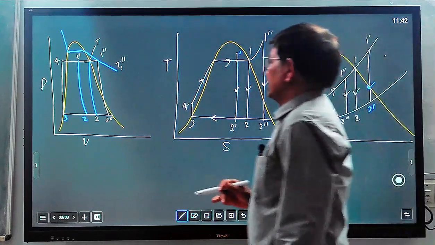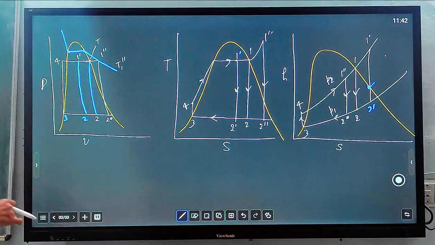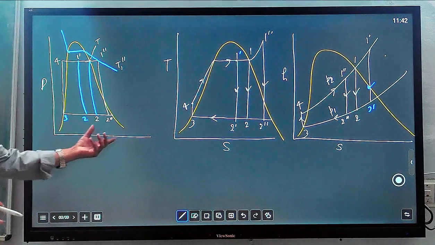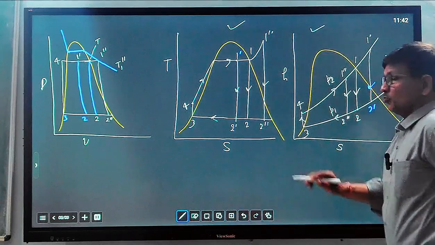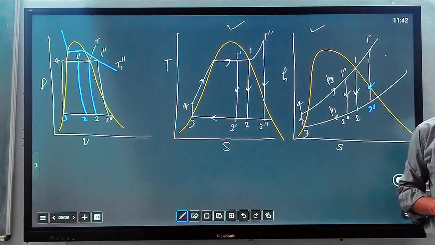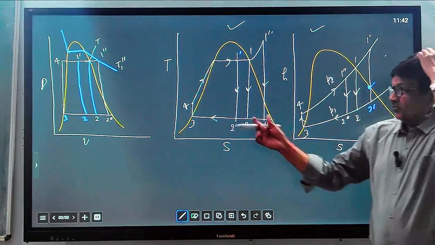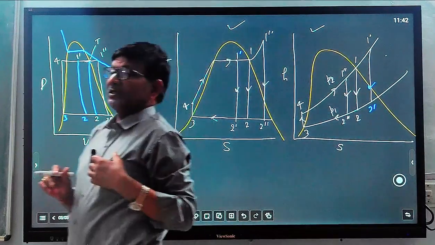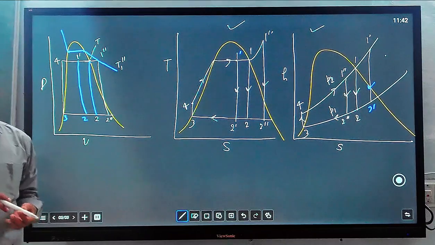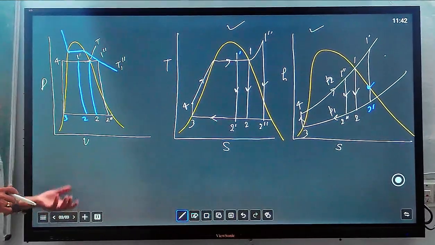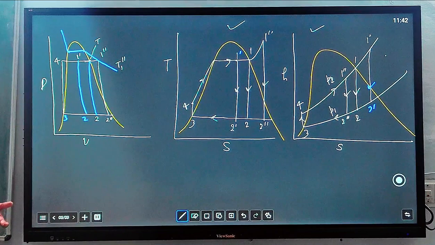So you can see this is a representation of the vapor power cycle on the PV diagram, TF diagram and HF diagram. These two diagrams are most frequently used for calculation purposes, and this one is only for representation on the PV diagram. It is never used. I think you will not find any application of this, only how we represent the vapor power cycle on the PV diagram.